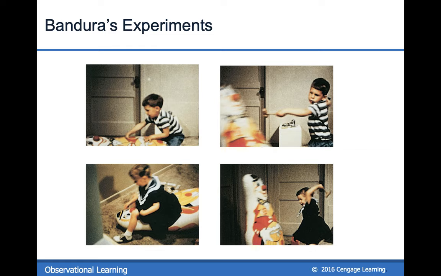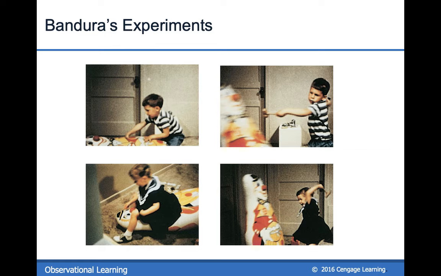The little kids either watch the adult play calmly with the toys, in particular the Bobo doll, or they watch the adult beat up the Bobo doll very aggressively, using other toys like hammers and cars and toy guns to really beat on that doll really, really badly.